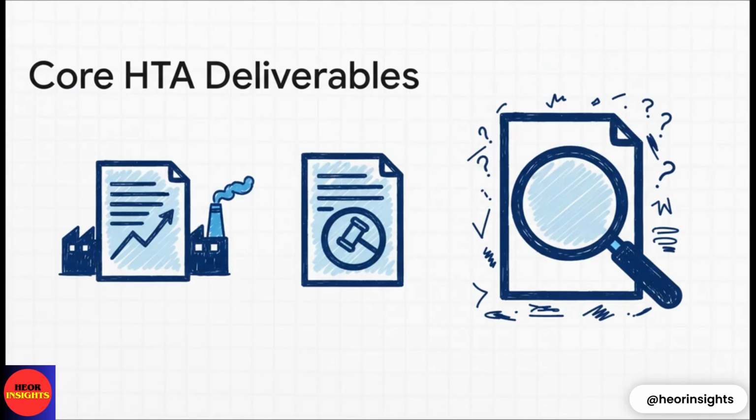So when you conduct an HTA search, you're usually looking for three key documents. First is the manufacturer's submission. That's the company's argument. Second is the final guidance, which is the agency's decision. But honestly, the most valuable piece is often the ERG, or Evidence Review Group Report. This is an independent, academic critique that digs into the manufacturer's methods and really validates their work.